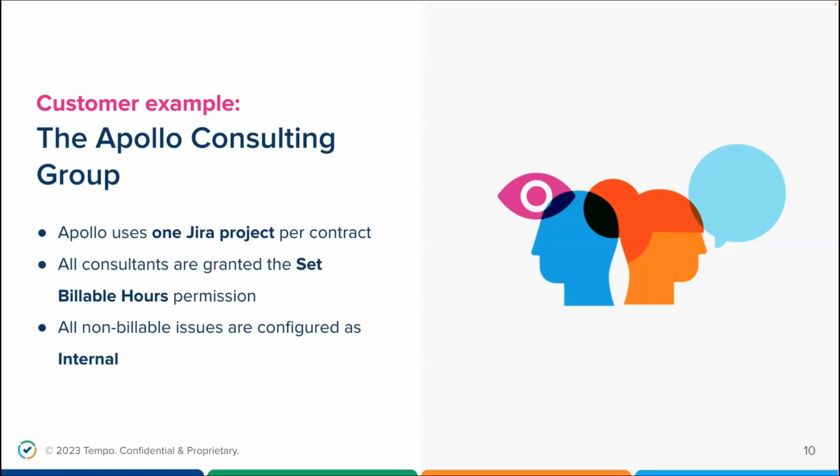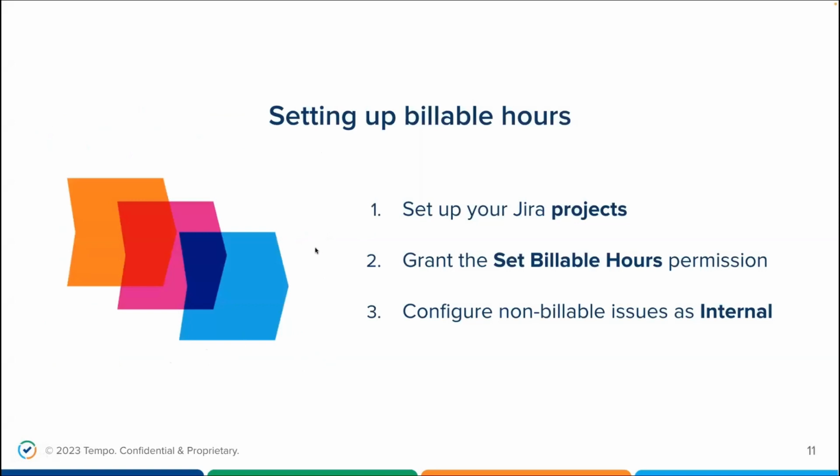So this group likes to use only one Jira project for their contract for this client. And that just helps to keep it a lot easier. Everything's in one place. It's easy to control permissions for this Jira project, and it lets the project manager easily run a report later on that will be used for invoicing. All of the consultants working on this contract will be granted the set billable hours permission, and all of the non-billable issues will be configured as internal, so they are not considered as billable at all.